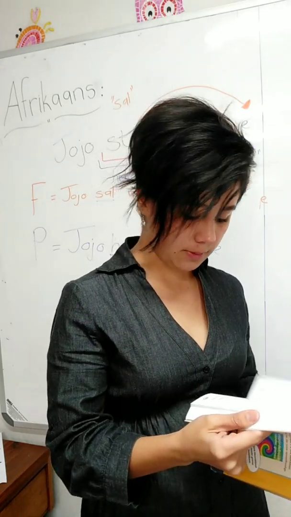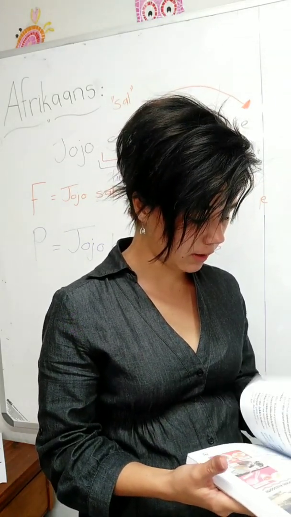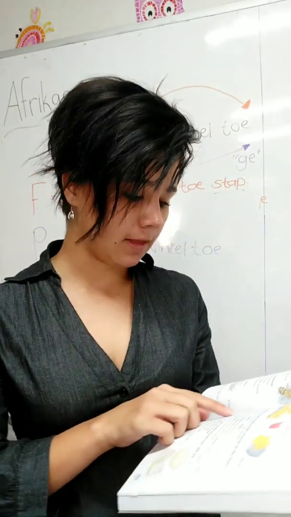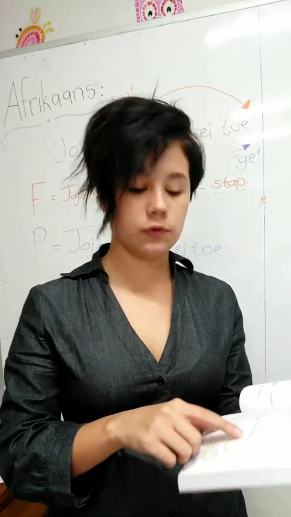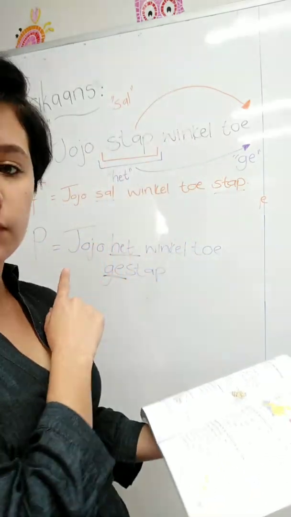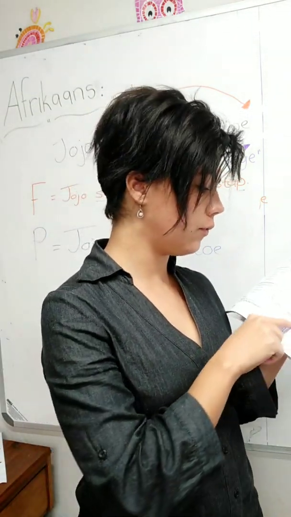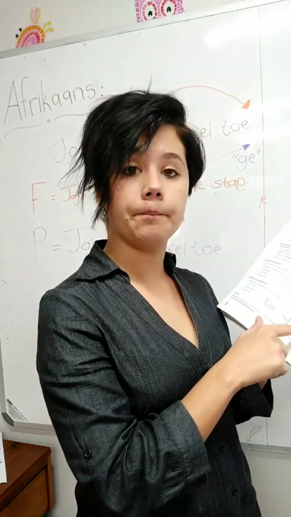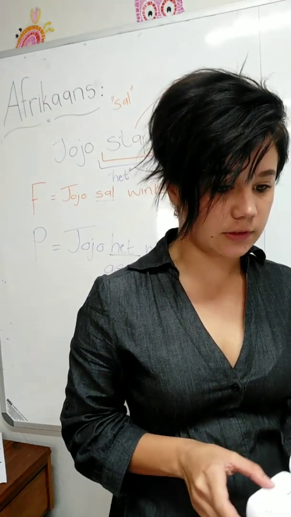Then let's go have a look at page 71. Page 71. Activity B. Skryf die sinne in die toekomende tyd. Toekomende tyd, future tense. So remember the rules for future tense. Rewatch the video. They do start it for you already, so they start the sentence already. So you can just complete it. Okay, so that is activity B on page 71.